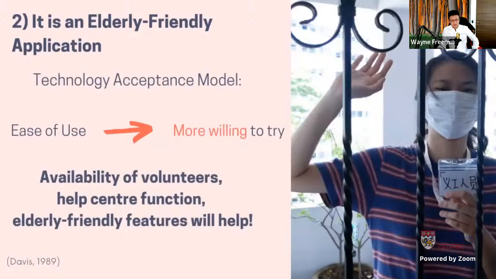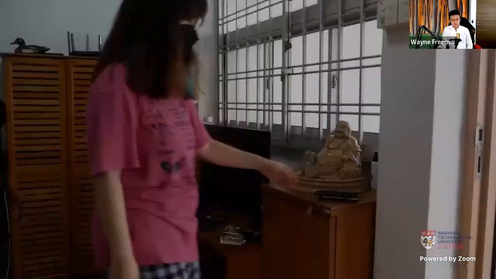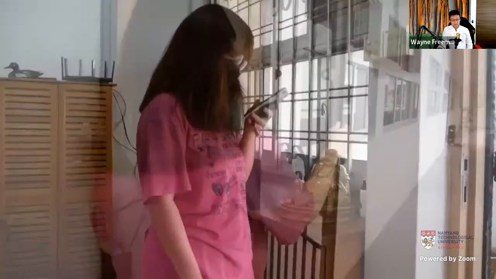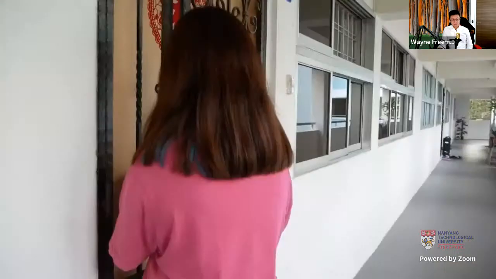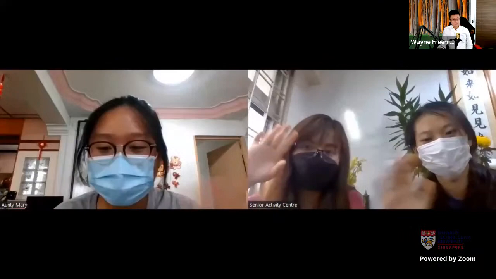Thirdly, it allows homebound elderly to join the programs. Based on the theory of planned behavior, the need to physically be at the center makes it perceivably difficult for those with restricted mobility to join the activities, dissuading them from participating. The option to go online allows the homebound to join the programs and make friends. So, with the SA Connect app, Auntie May now regularly attends the SAC's arts and crafts activities. There, she befriends Auntie Mary, who through the SA Connect app also attends activities virtually.